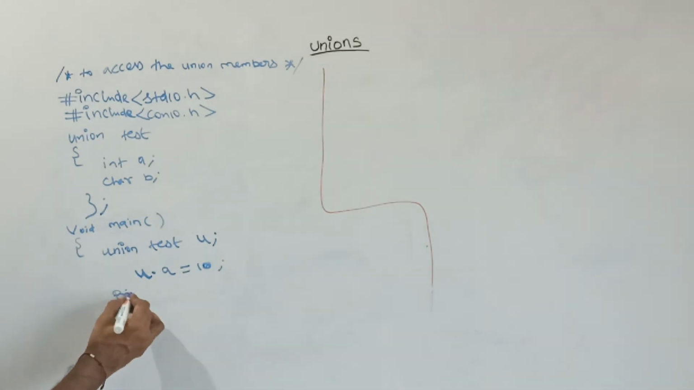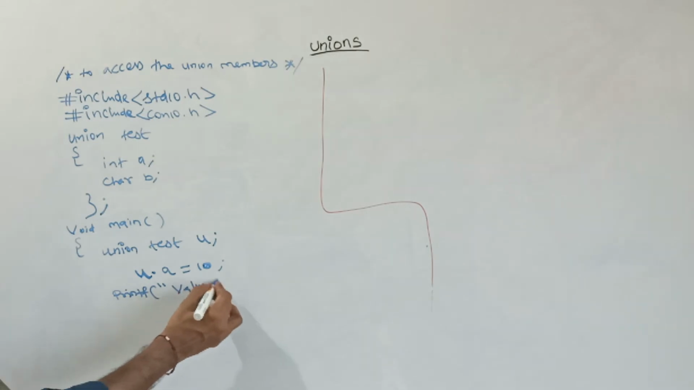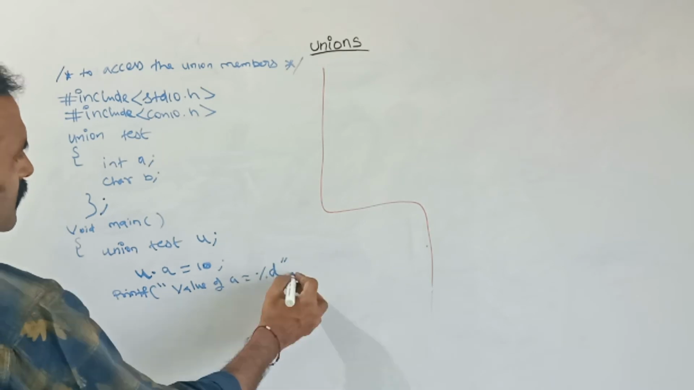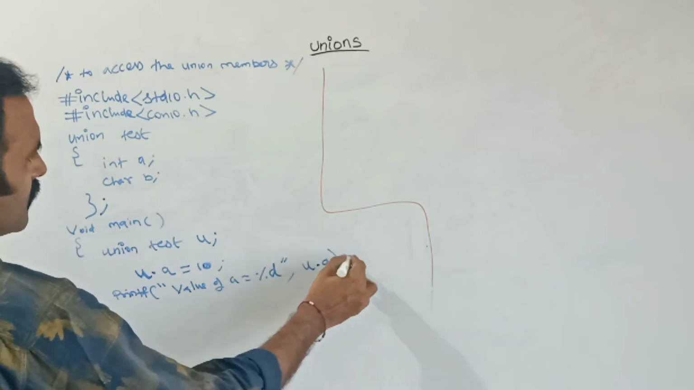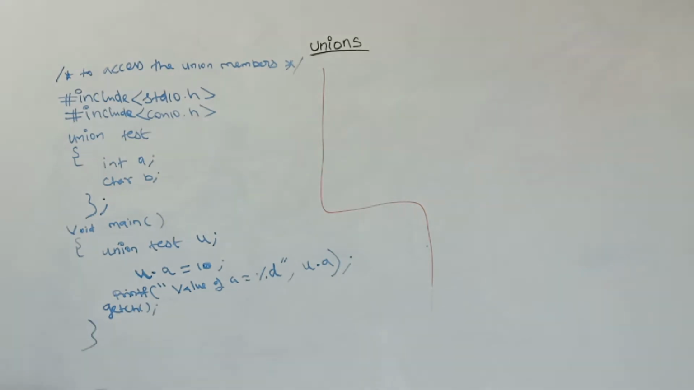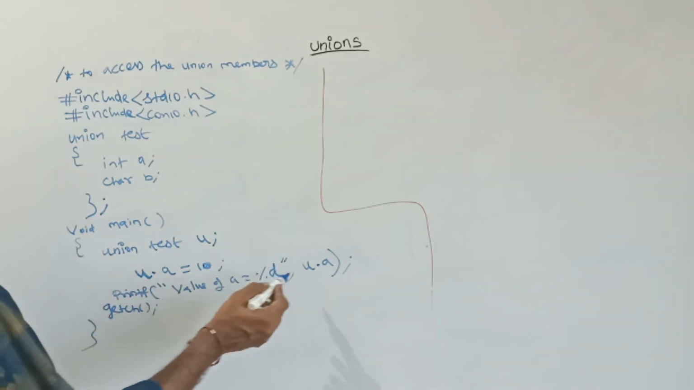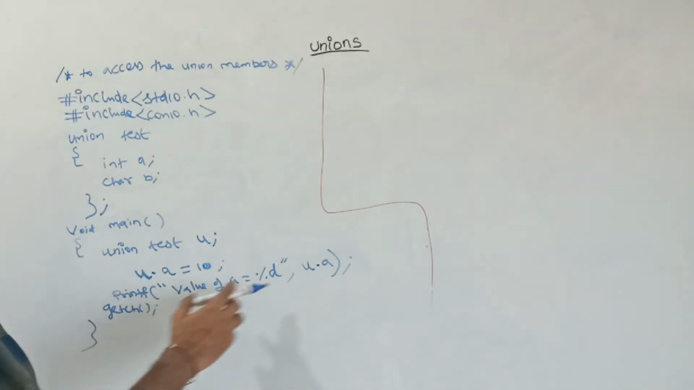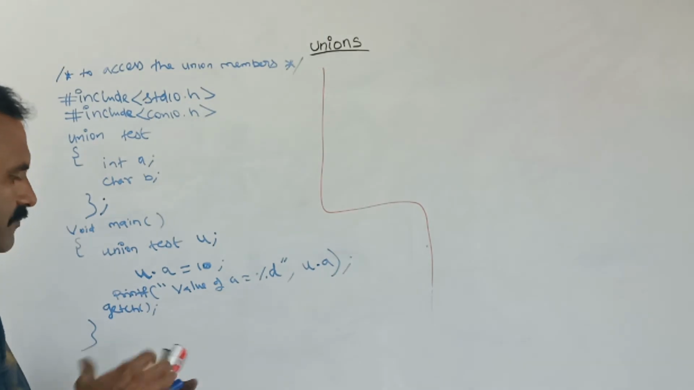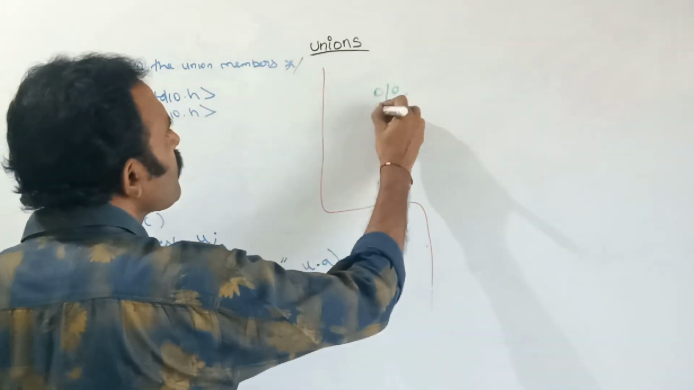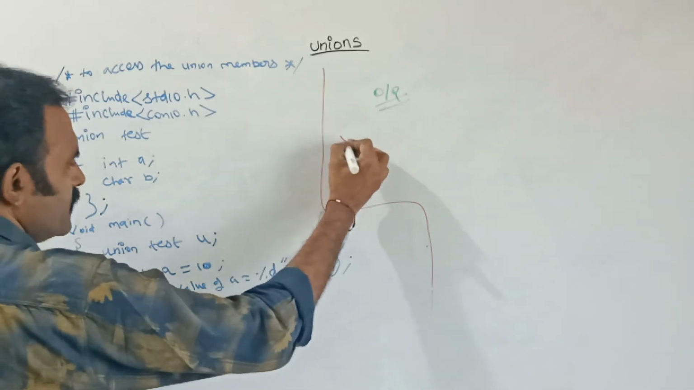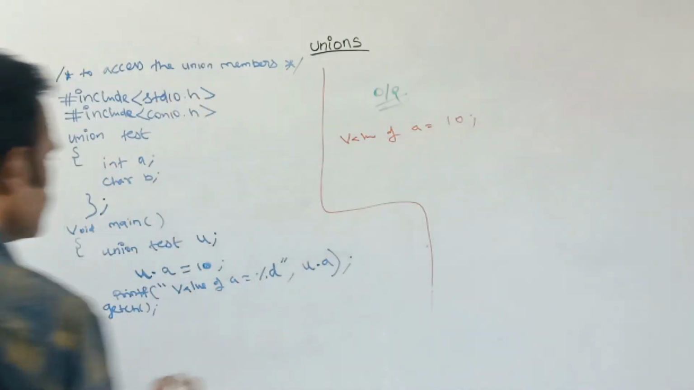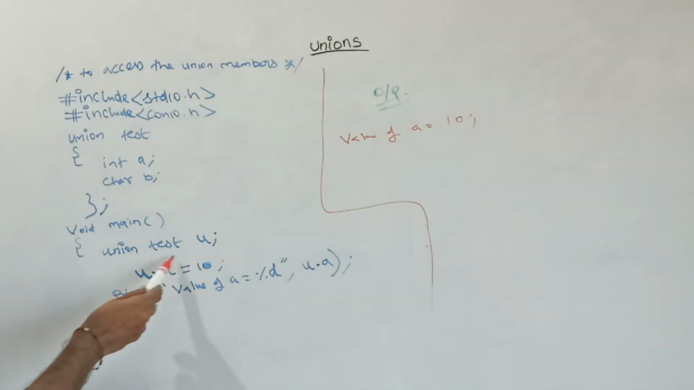Suppose here I am telling it to print the value of A is equal to percentage d. Here we can access the member like this. So while assigning, I am assigning the value 10 to U dot A and I am printing this U dot A. So here the output will be A is equal to how much? 10.